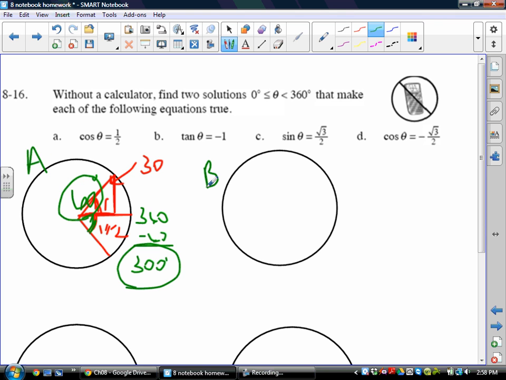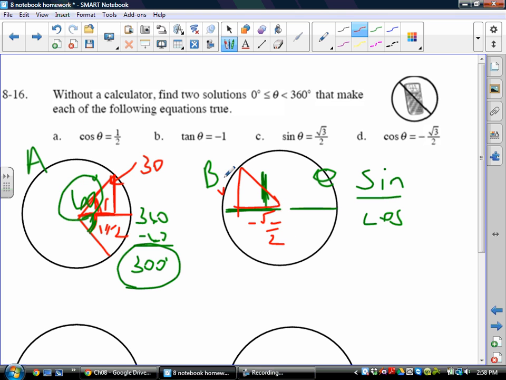For B, we have tangent of the angle is going to be -1. So tangent is sine divided by cosine. So I need one of them to be positive and one to be negative. So let's think, in this direction they're both positive, so not over here, and not in this area. Over here, we have cosine is negative, but sine is positive. Now, we want them to be the same exact value, so that's talking about a 45, 45, 90 triangle. Okay. So this would be negative radical 2 over 2. This would be positive radical 2 over 2.